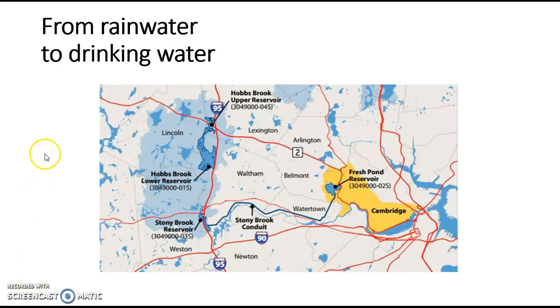Hi. Last week we learned about where our drinking water comes from: the reservoirs in Lincoln and Weston down to Cambridge, to Fresh Pond. Today we're going to learn about how rainwater that falls near the reservoirs becomes drinking water.